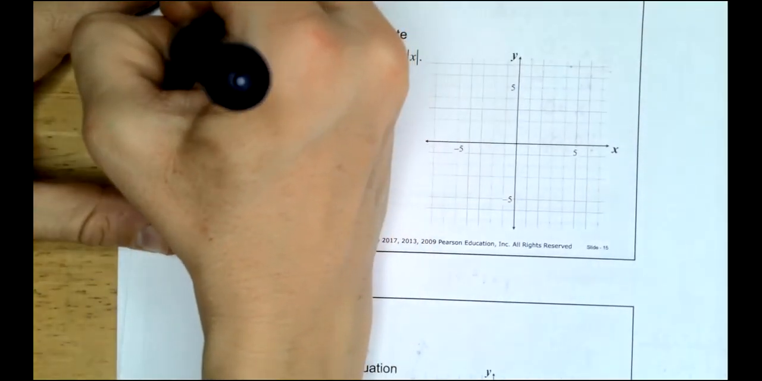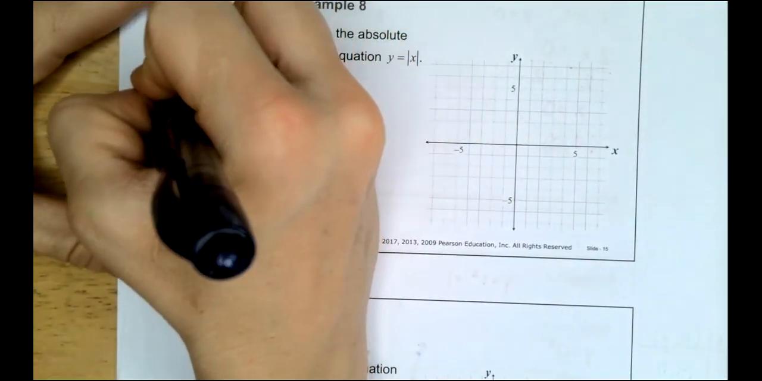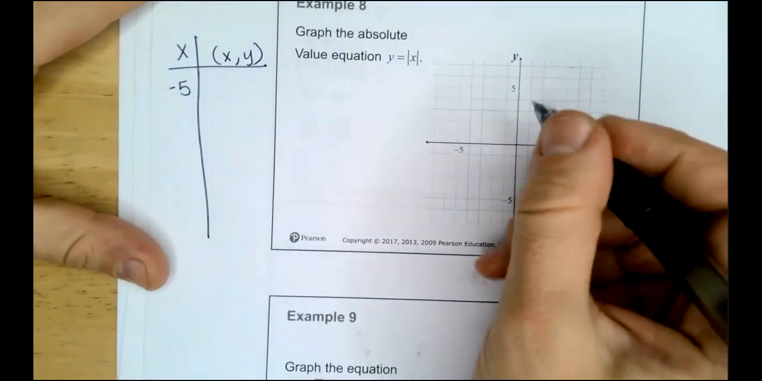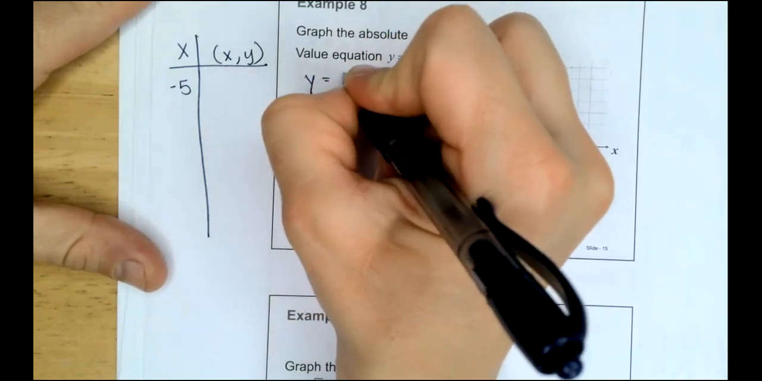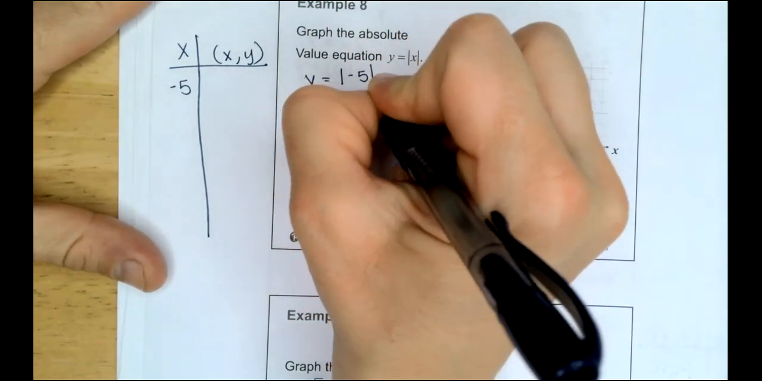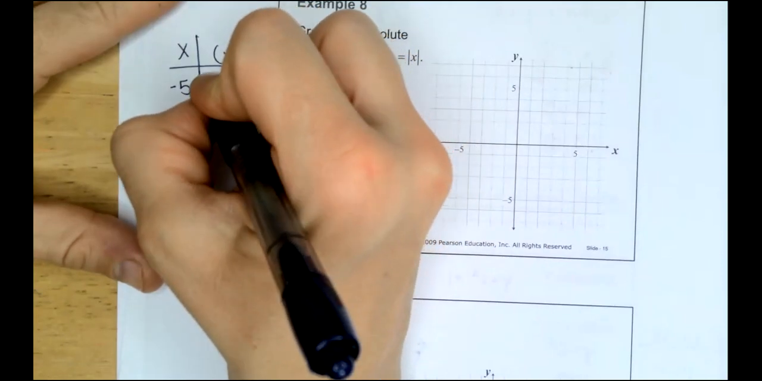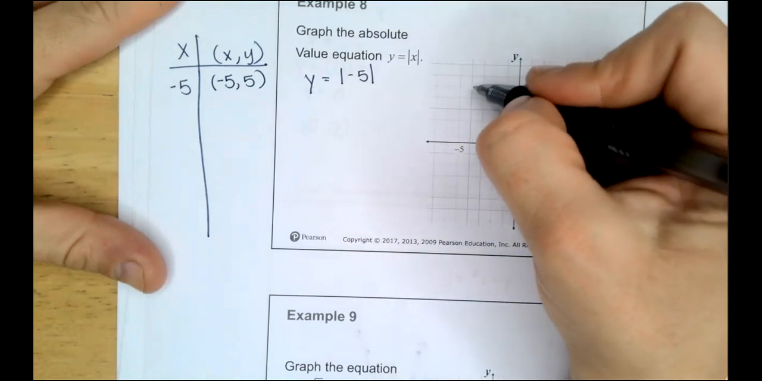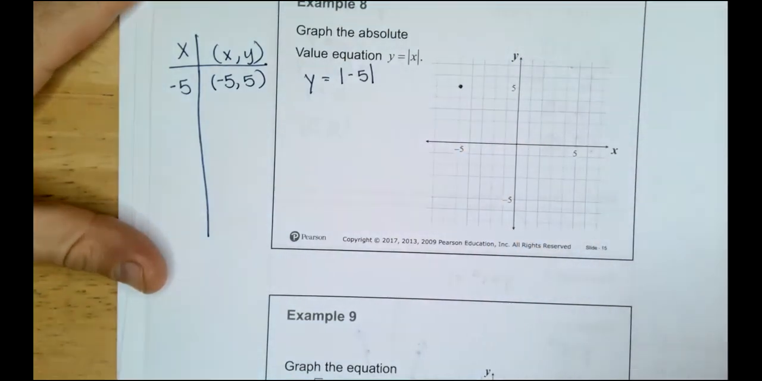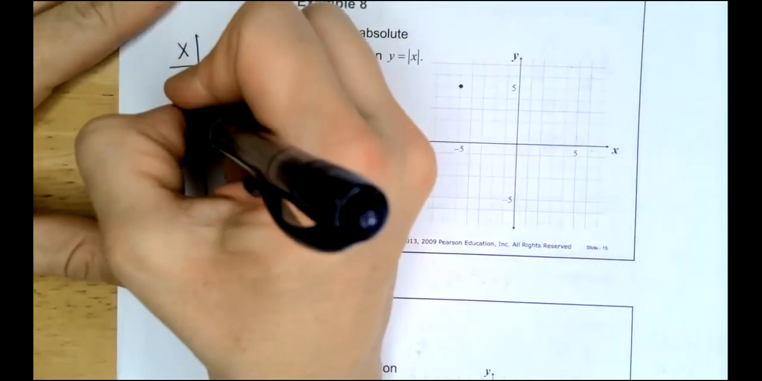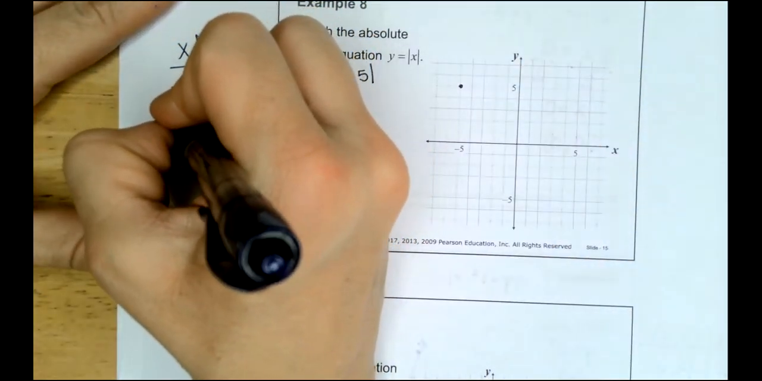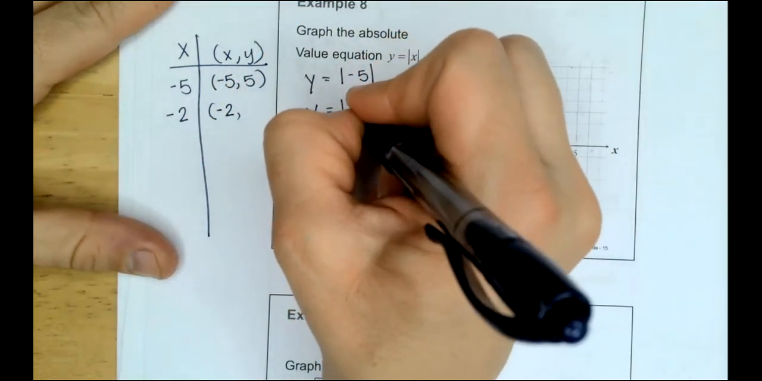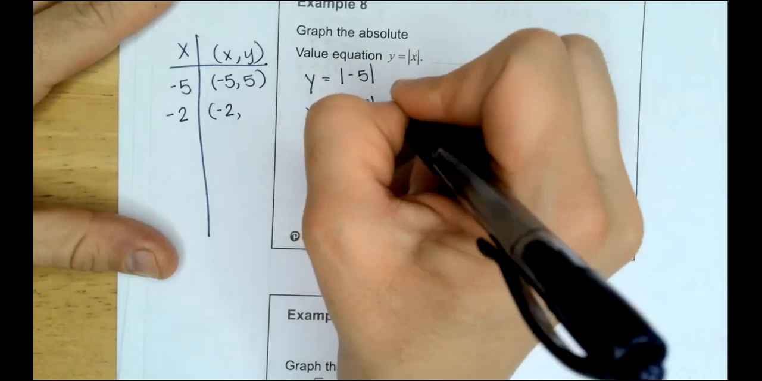So when x is negative 5, what is y doing, right? Y equals the absolute value of negative 5. So that is positive 5. Right? When x is at negative 2, y equals the absolute value of negative 2, which is a positive 2.